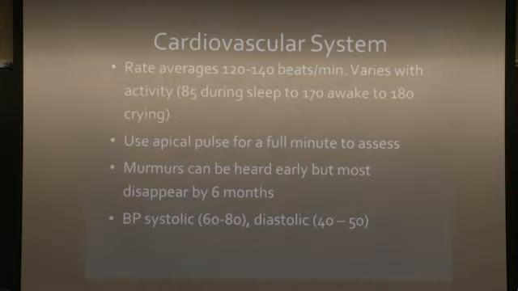It is important to choose the correct cuff size if you are going to do a blood pressure. Apical pulse is located at the 4th intercostal space and to the left of the midclavicular line. And because the chest wall is so thin, it's easily palpated in an infant.